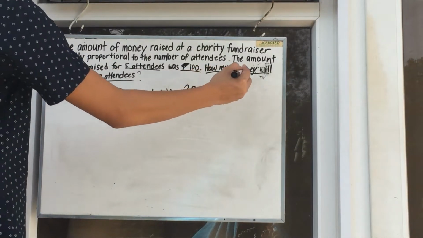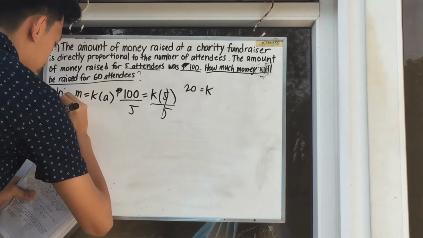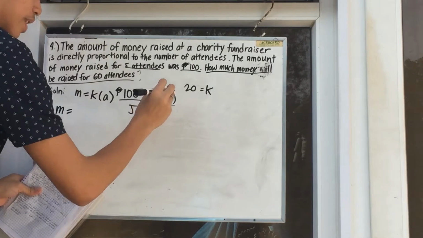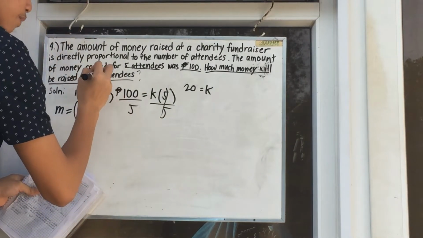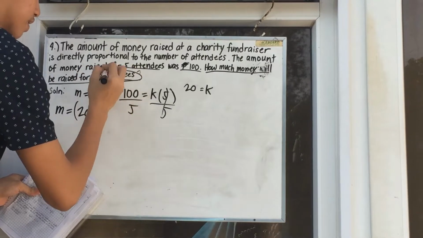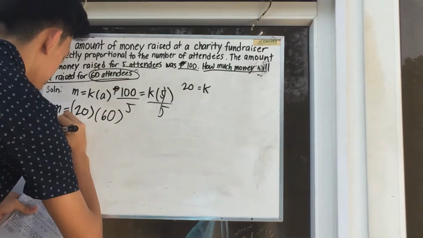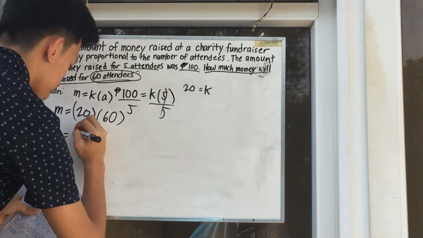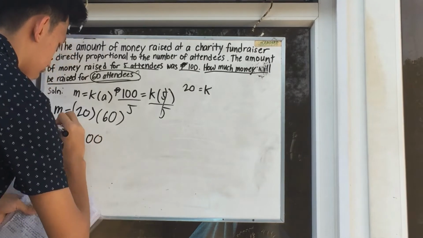We'll find out how much money will be raised for 60 attendees. So M is equal to our K, which is 20, multiplied by our number of attendees, which is 60. So 20 multiplied by 60 is equal to, M is equal to 1,200 pesos.